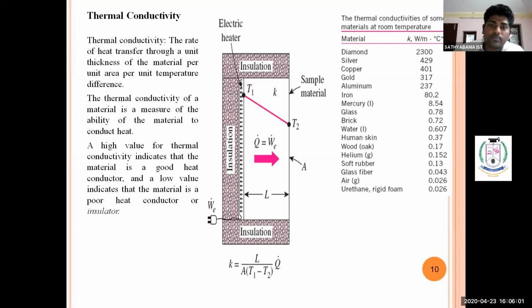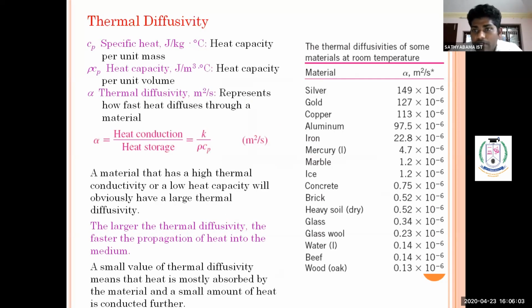Okay, next, thermal diffusivity. It is the heat capacity per unit mass, or heat capacity per unit volume. What is thermal diffusivity? It represents how fast heat diffuses through a material. How fast heat is transferred through the material is known as thermal diffusivity. What is the difference between thermal conductivity and thermal diffusivity? Thermal conductivity is how the heat is conducted through the material, and thermal diffusivity is how fast the heat is conducted through the material.